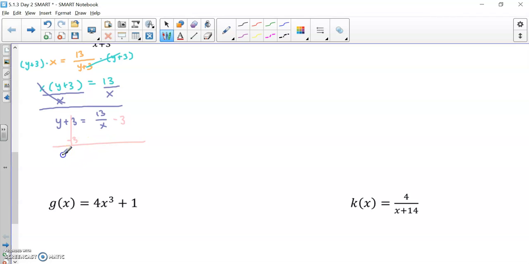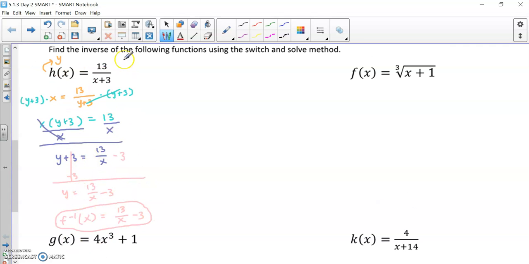So that means that y equals 13 over x minus 3, but remember we like to write it in our proper inverse notation, which is this f negative 1. So I'm going to write it with that instead of the y. And this is our final answer. This process is pretty typical for any of these kinds of problems, unless they get super complicated.